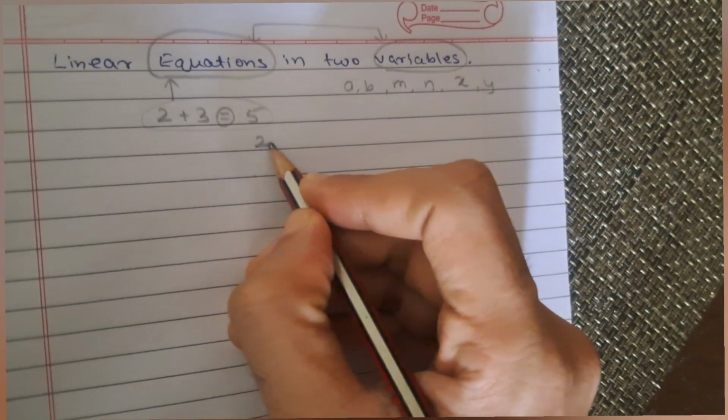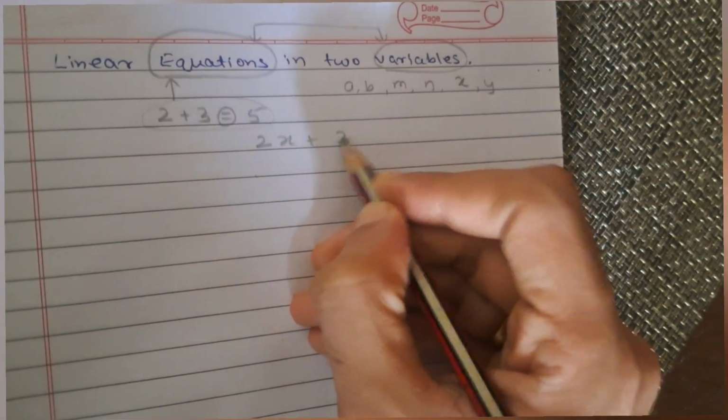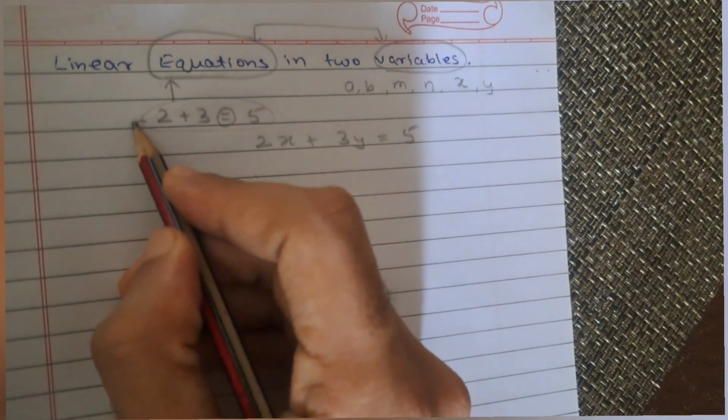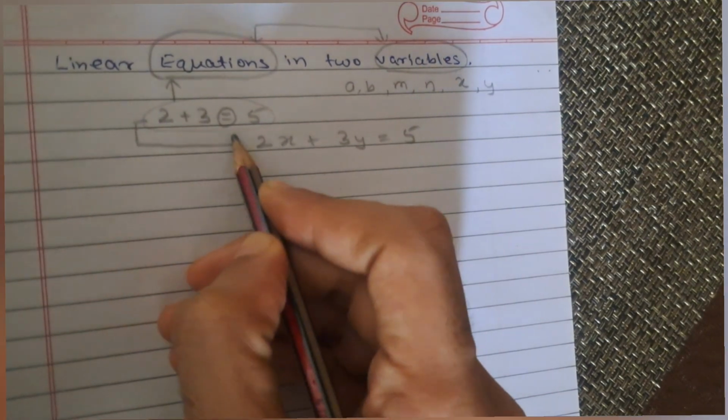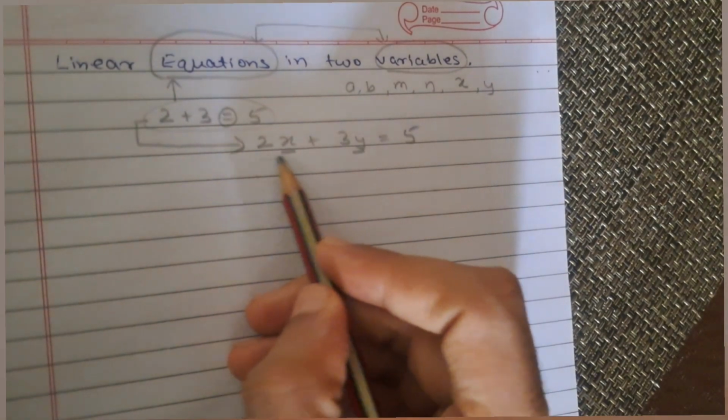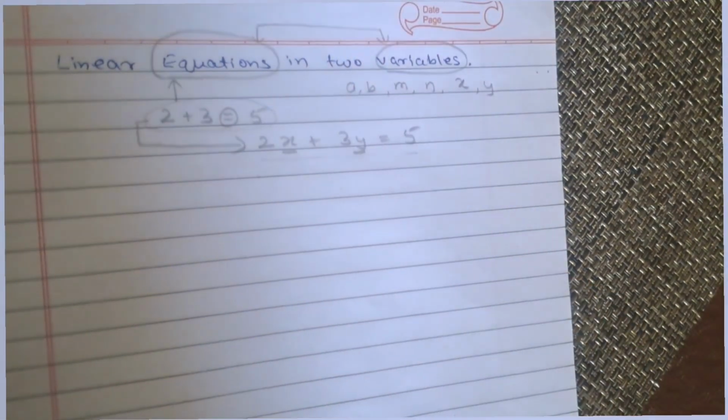So let's say 2x plus 3y is equal to 5. In the same equation, what I have done is I have added two alphabets here and here. So now it becomes an equation in two variables.